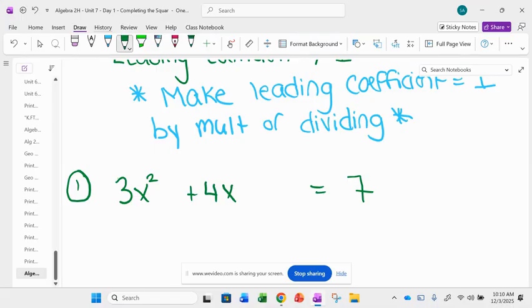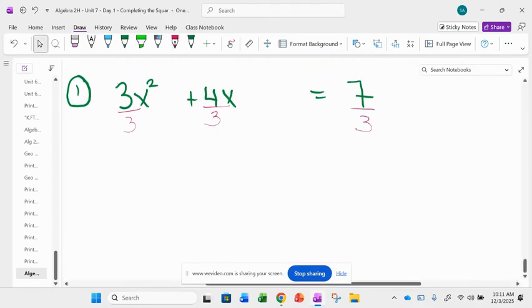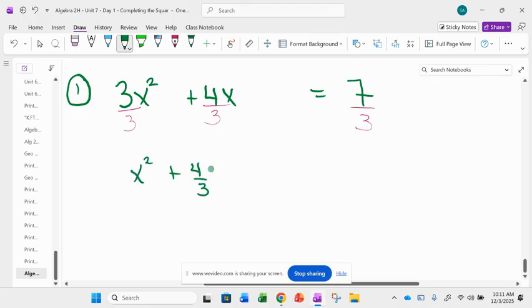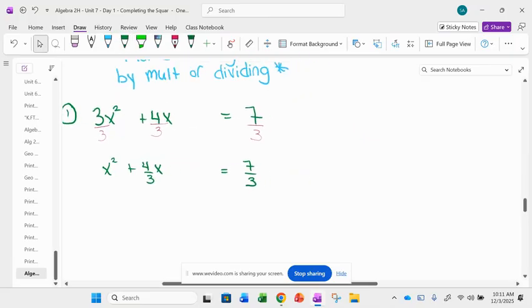Divide by 3. But can I just divide one thing by 3? No, to keep this balance, I need to divide everything on both sides by 3. So I'm going to divide every single term by 3. So now we end up with x squared plus 4/3 x is equal to 7/3. So now it's not as easy, but we can still complete it.